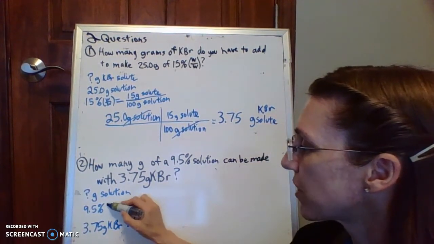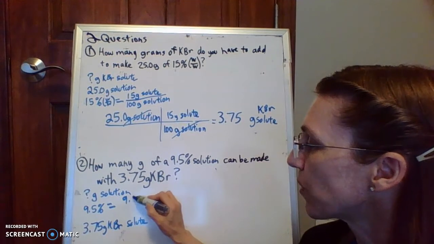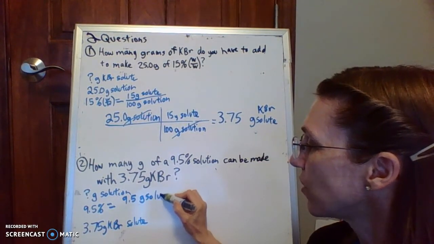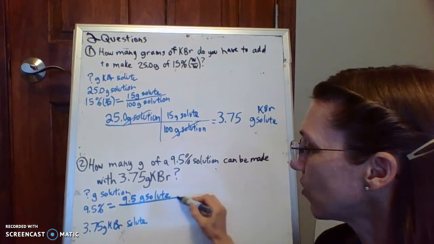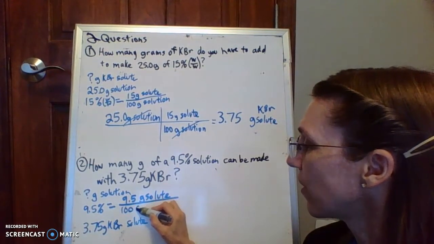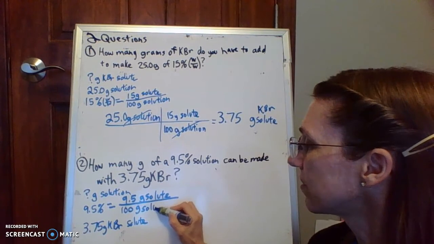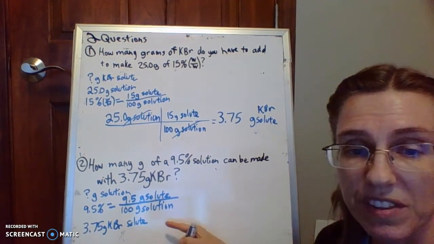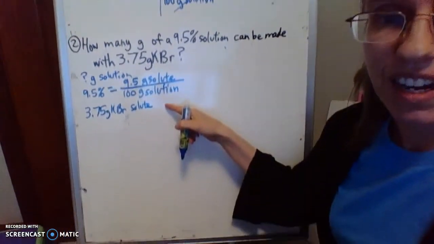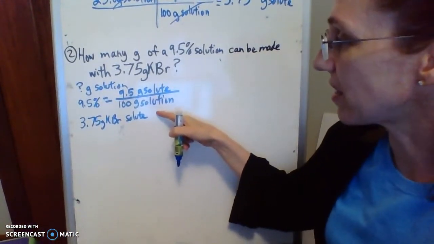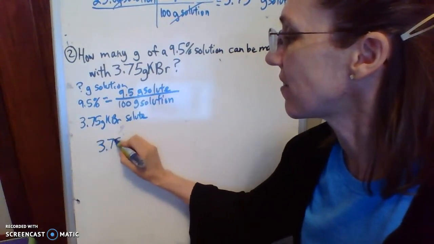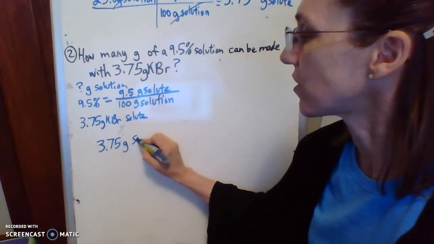Okay. So we're going to change this concentration into numbers we can work with. 9.5 grams of solute to 100 grams of solution. We're going to start with the thing that's not the concentration unit, or not the conversion factor. So we're going to start off with our 3.75 grams of our solute.